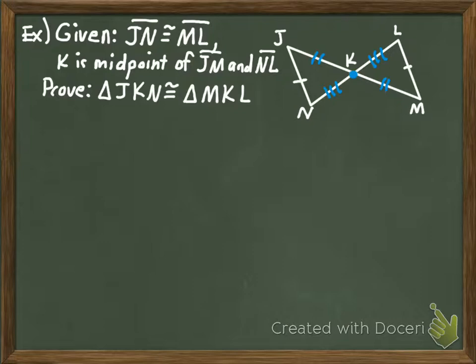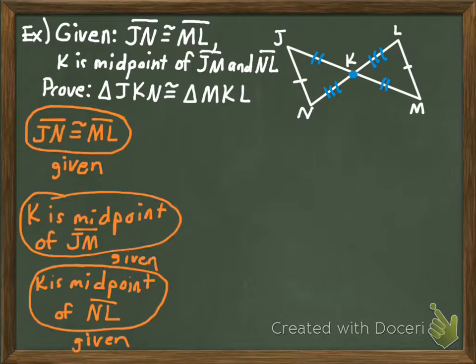Alright, now one more thing I want you to think about is that these two triangles are rotations of one another. If you rotate this triangle around this point, it would give you this triangle, right? Where J would go to M, N would go to L, and K would stay in place. Here's the proof. I'm going to write it in flow proof style. So there's all my given information. Notice I've divided the fact that K is the midpoint of segments JM and NL into two separate statements. Didn't have to, but it'll be easier for you to see the conclusions that I make and why I'm making them.